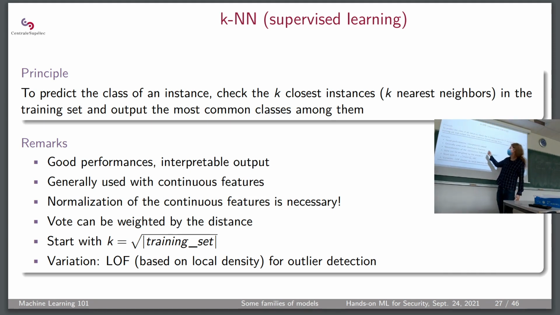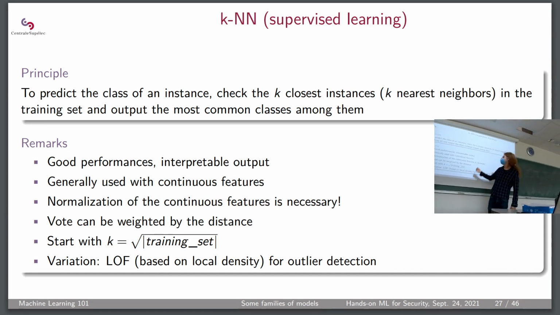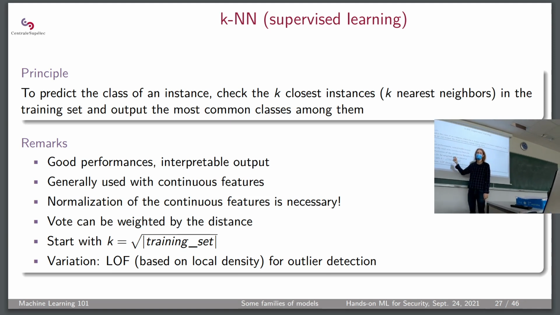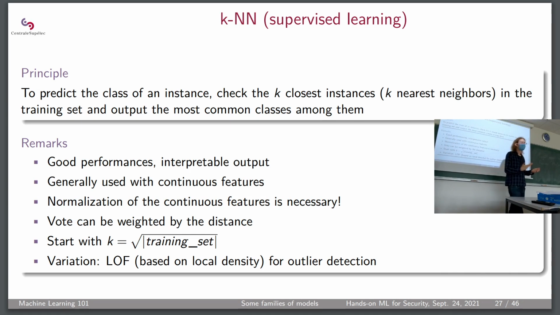It's generally used with continuous features, and in that case, you should normalize the features. Otherwise, it won't work. In some other variations, you can vote. The vote can be weighted by the distance. So I seek my nearest neighbors, and the neighbor that is the nearest to me has a bigger weight on the vote than someone that is a bit further. So you will check the k nearest neighbors. It's not easy to find the good k value, but a good starting point is to use the square root of your training set size.